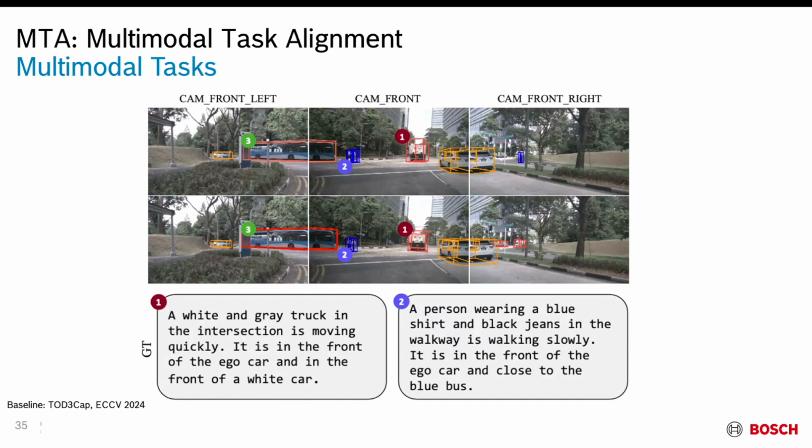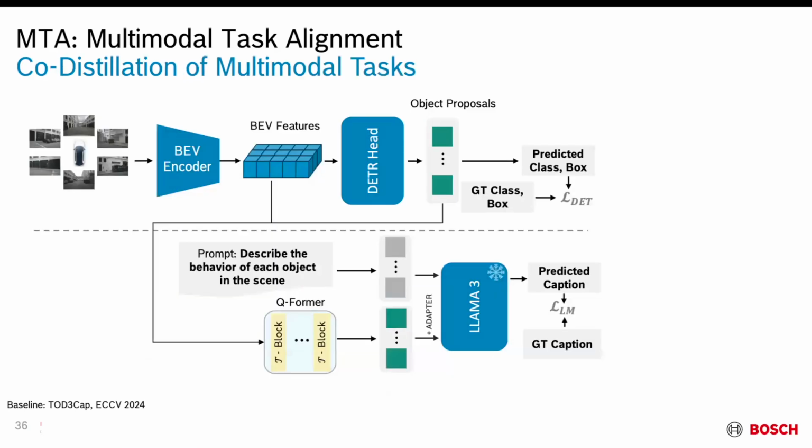For example, here we have a ground truth caption that describes it. There is a white and gray truck in the intersection moving quickly. So you now have this information as well, and you are doing two different tasks. There is something that is trying to run the car, and at the same time, you need to give feedback to the model. So let's get into the architecture. How does this actually look?